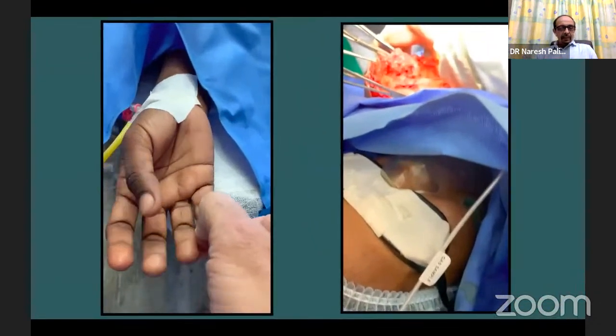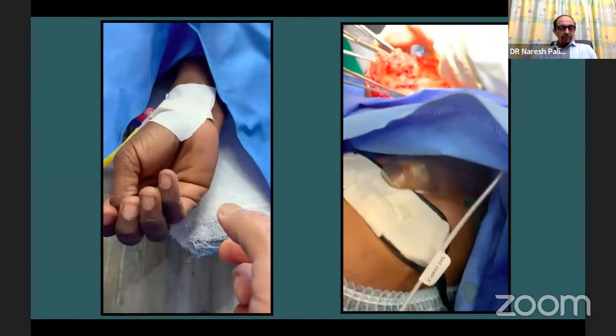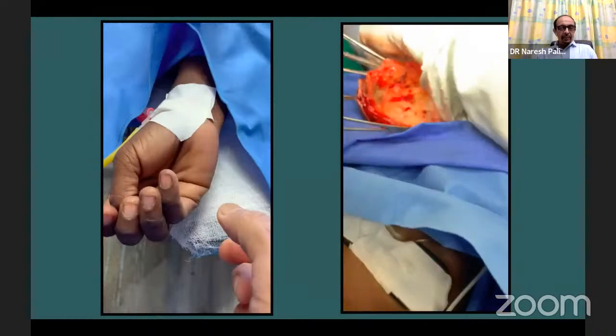The sensation at T8 was not there, but the grip strength was good, indicating only a sensory block was there. This is MRM being done in the same patient.